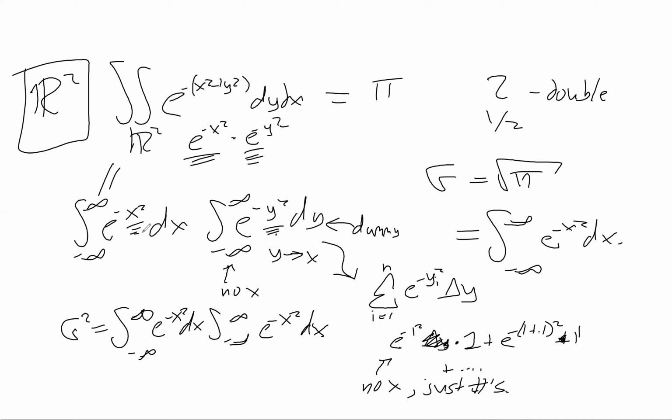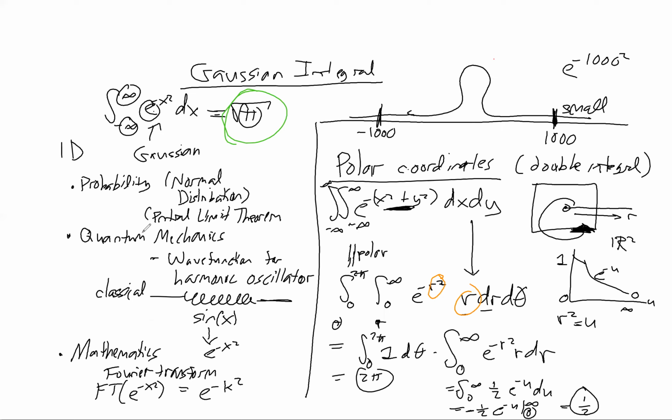Okay, so this shows you how to get the Gaussian integral. There's actually several other ways to do it, each of which is harder than the last. So this is kind of a neat method that we can see already in multivariable calculus.